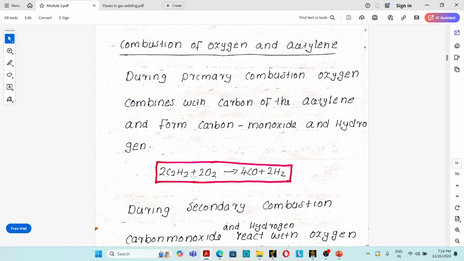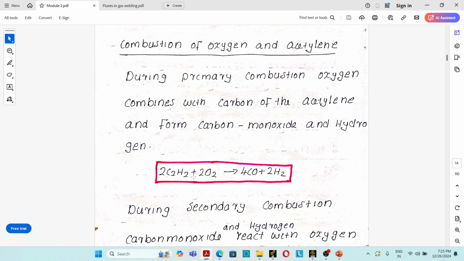One of the most commonly used oxy gas welding processes is the oxyacetylene welding process. In the oxyacetylene welding process, the heat required for welding is obtained by burning acetylene gas in the presence of oxygen.